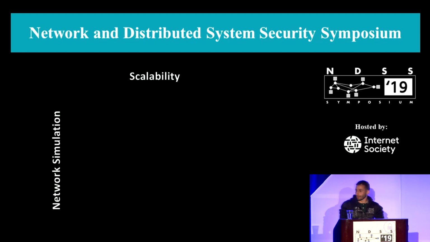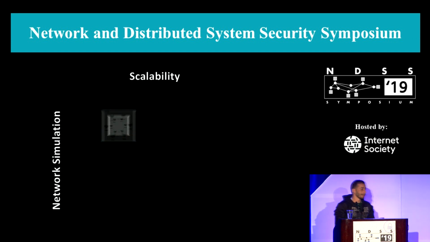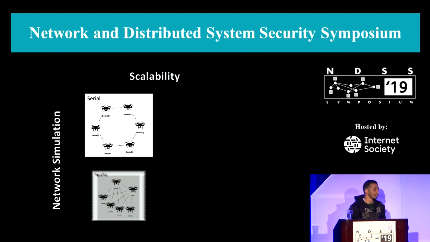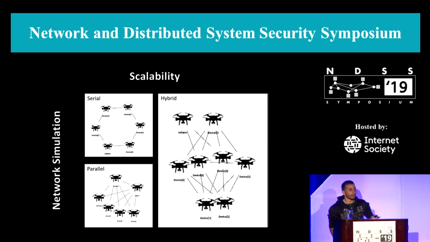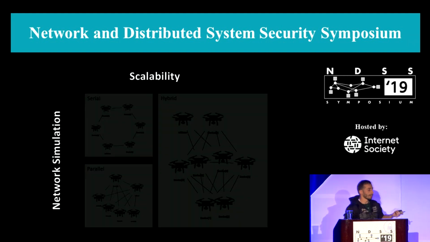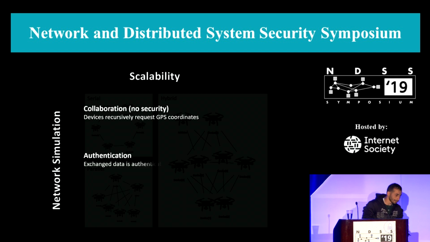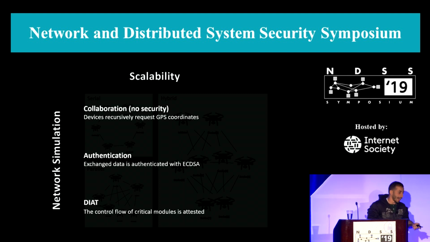To measure the scalability, we simulated our solution for larger interactions. We considered multiple scenarios where devices interact, sharing their GPS positions sequentially, in parallel, or in a hybrid way, sequentially and in parallel. We considered 3 scenarios: normal collaboration, where devices only recursively exchange GPS; authentication, where the GPS is authenticated with the elliptic curve DSA; and our solution.